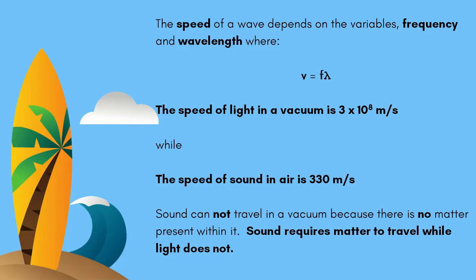The speed of a wave depends on the variables frequency and wavelength, where speed of wave is equal to frequency times wavelength, or the product of frequency and wavelength. The speed of light in a vacuum is 3 times 10 to the 8 meters per second, while the speed of sound in air is 330 meters per second. Sound cannot travel in a vacuum because there is no matter within it. Sound requires matter to travel, while light does not.